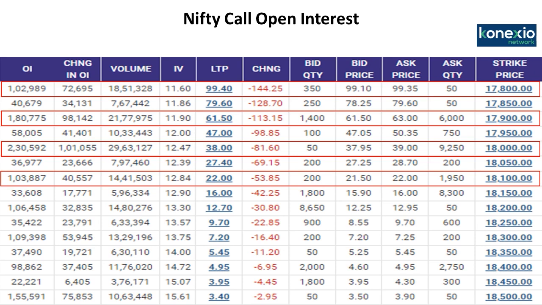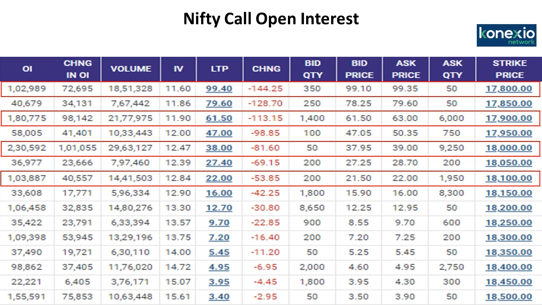In Nifty calls, the action was seen in 17,800 calls. Then 17,900 calls, 18,000 calls, and 18,200 calls. Now here you can see there has been a rise in volumes, rise in the open interest, implied volatility is in the comfort zone. It is just between 11.60 and 12.84. But the most important thing is that there was strong call writing.